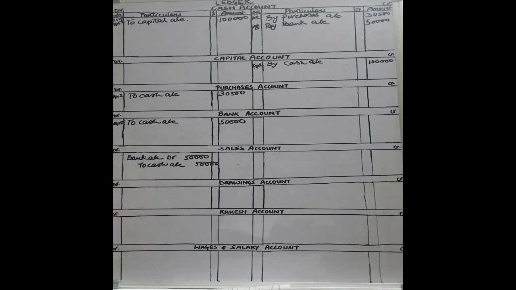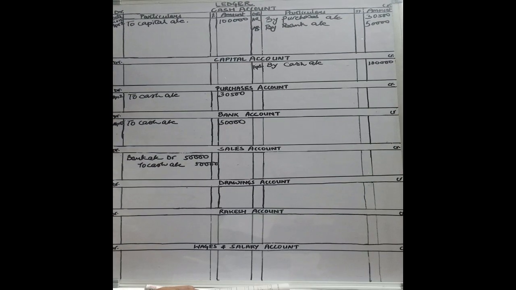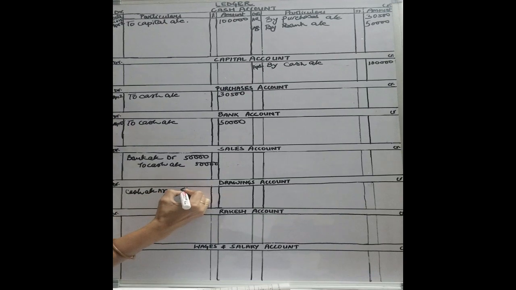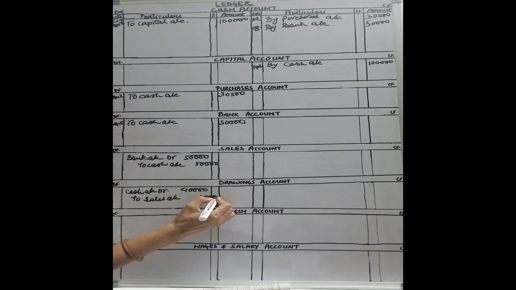Okay. Now let's see the next transaction. On April 16th, sold goods for cash rupees 40,000. So the journal entry of this transaction will be cash account debit with rupees 40,000 to sales account 40,000, right? Now again, as you can see, the two accounts here are cash account and sales account. We already have cash account with us. So now we have to open sales account.